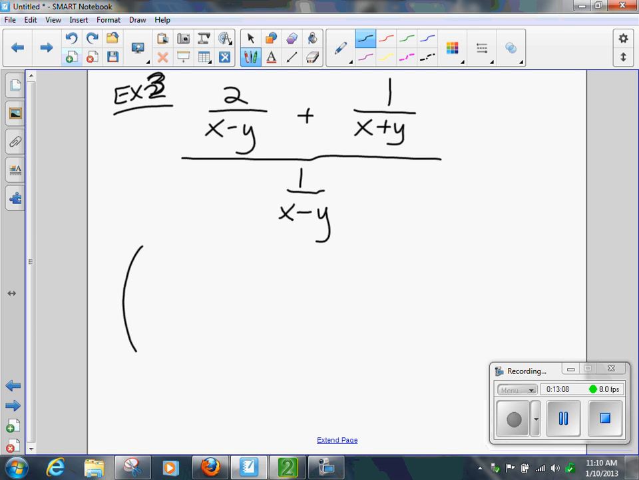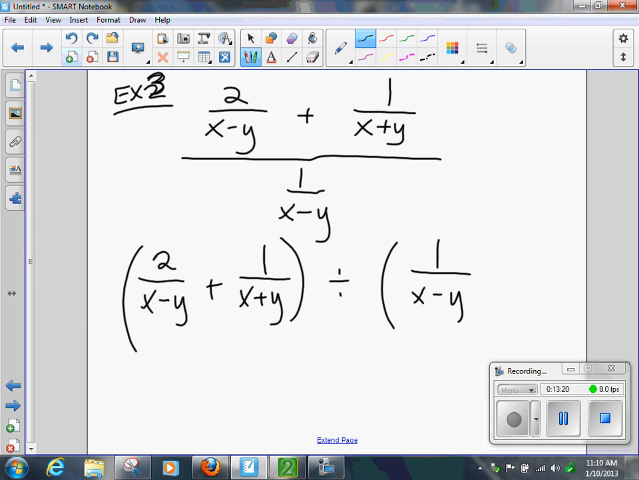Okay? Here we go. 2 over x minus y plus 1 over x plus y, divided by 1 over x minus y. I cannot force you, I guess I could, but I would never, to do this problem vertically. I cannot follow your work if it's side to side. I have a very difficult time. I do these problems vertically. It'll be easier on you to follow your own work, okay?